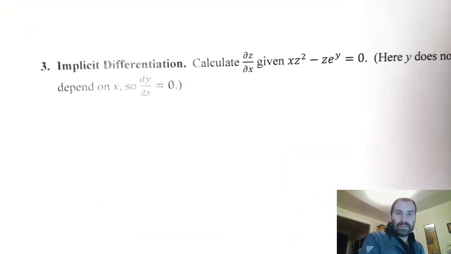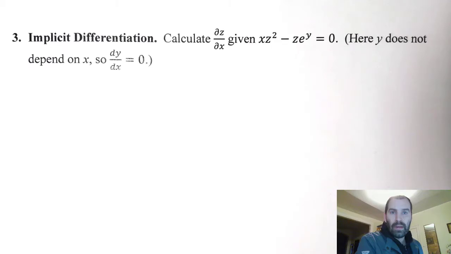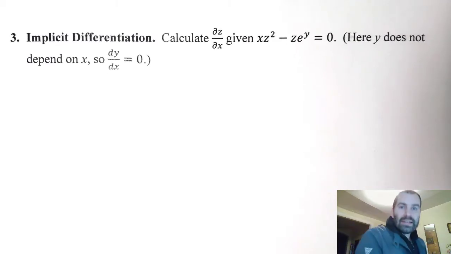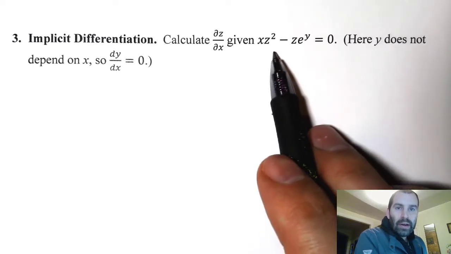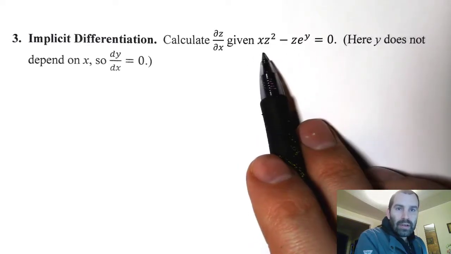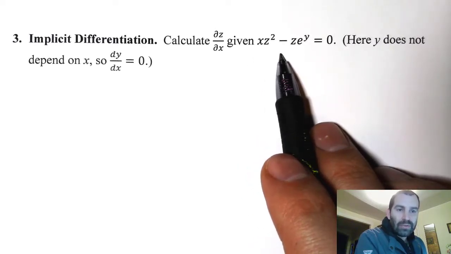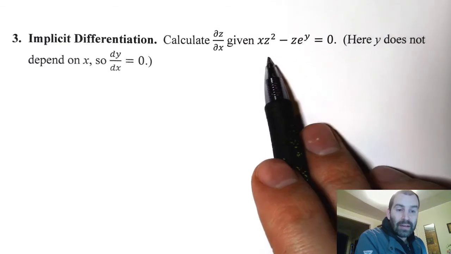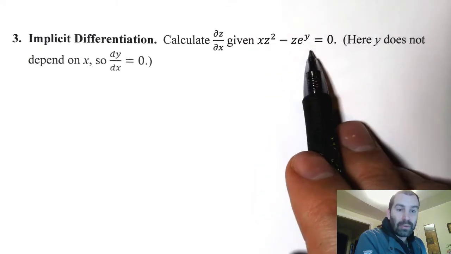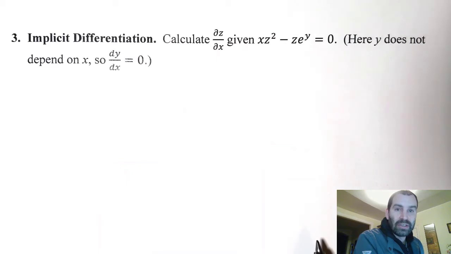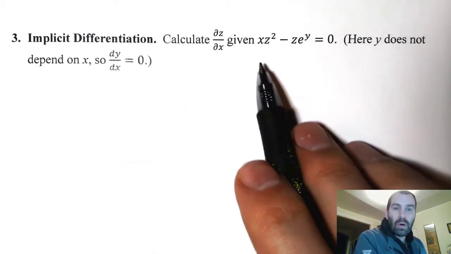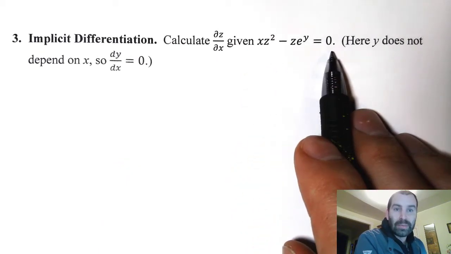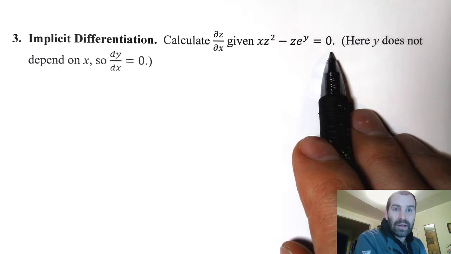Okay, so we want to compute dz dx. Well, in this one, I think you'll have a hard time trying to solve this for z, but that's okay. If you can't solve an equation for a variable, you can still use implicit differentiation to find the derivatives. So we'll just go ahead and differentiate everything with respect to x to find the derivatives.